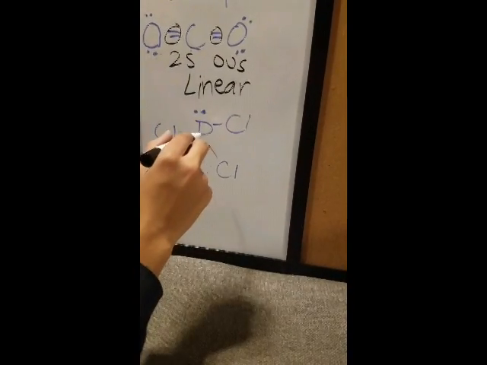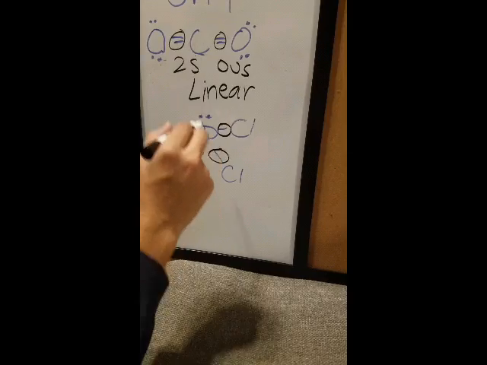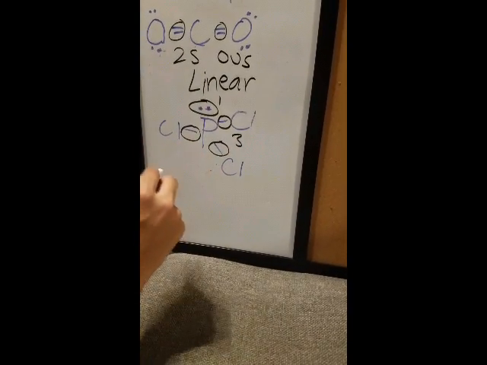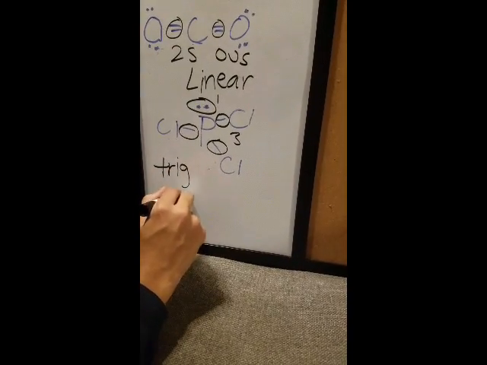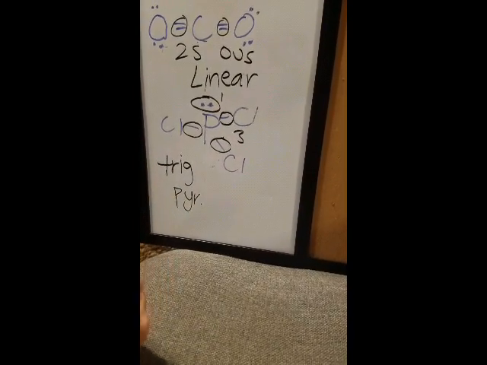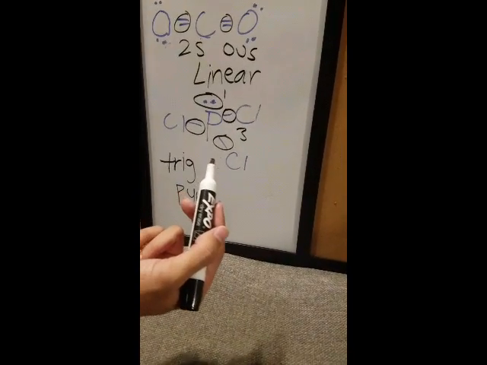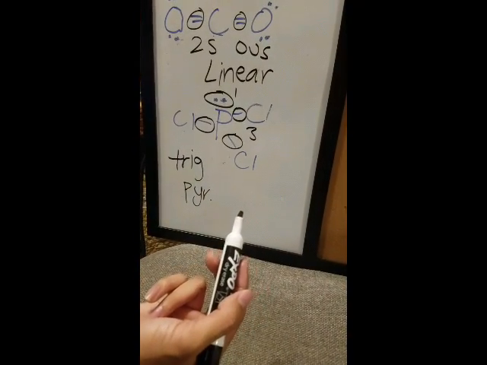For the PCl3 molecule, there is 3 shared and 1 unshared. And by looking at the chart, we see that this is trigonal pyramidal. So that is an easy way to look at the shape of a molecule just by looking at the chart of the VSEPR theory. Thank you.